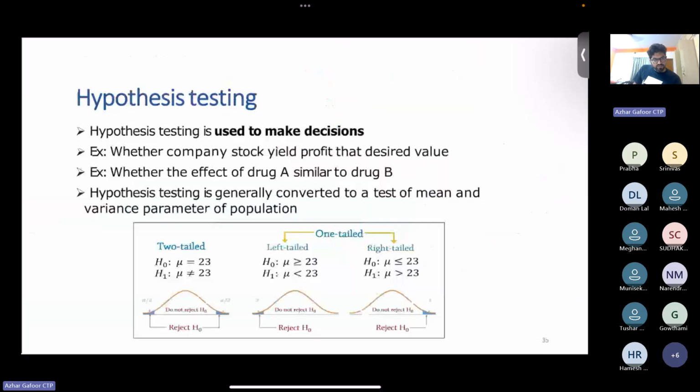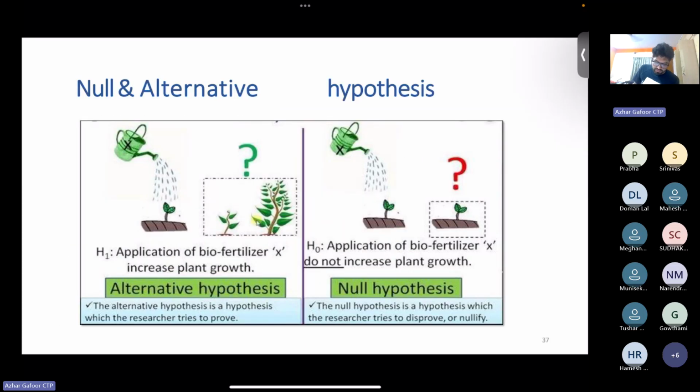In hypothesis testing, we mainly have two types of tests, that is the two-tailed and one-tailed test. And we also have two hypotheses: the null hypothesis and the alternate hypothesis. So why do we need two hypotheses? We are trying to say that our hypothesis is wrong based on the conditions that we make. So first, let's see what the null and alternate hypotheses are.